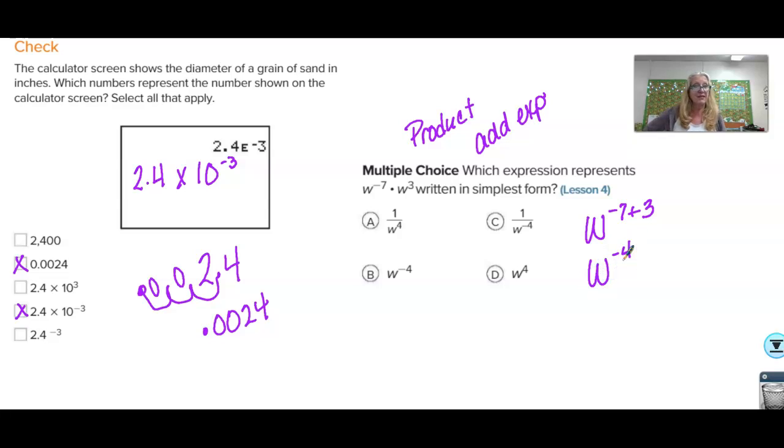But this is not simplest form. You can't have a negative exponent and have simplest form. And remember, the way we fixed that was we put a 1 over it and we dropped w to the 4 to the denominator, and this is the simplest form. So the correct answer was A.